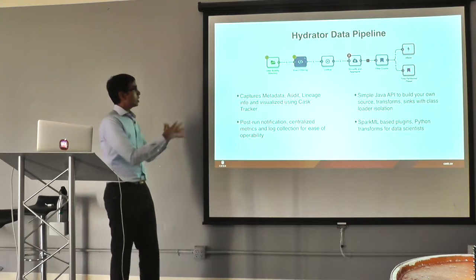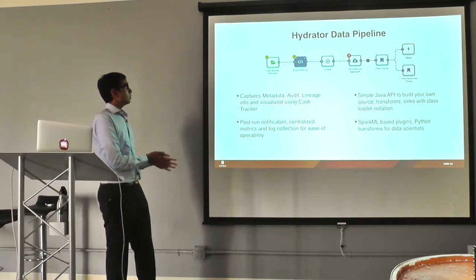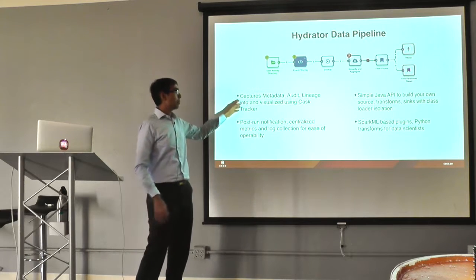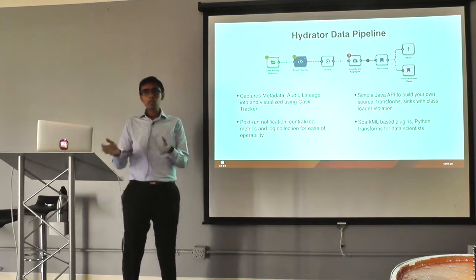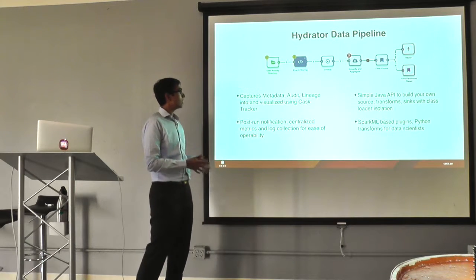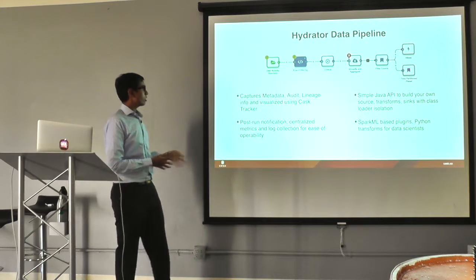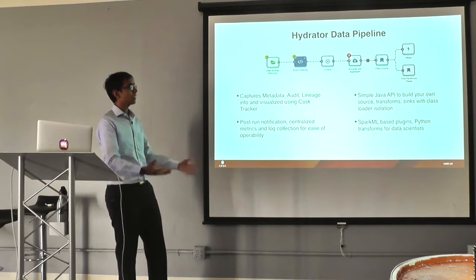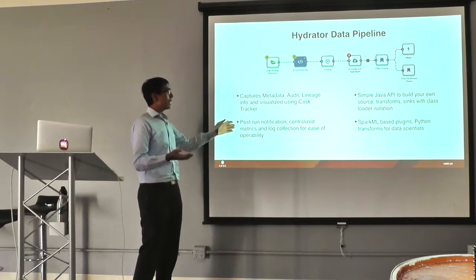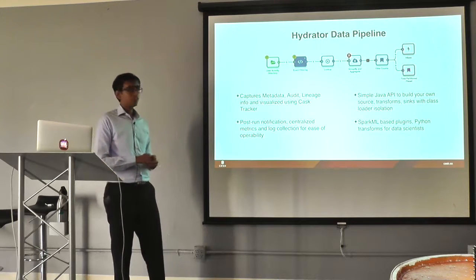And as you can see, this is the logical view of the Hydrator data pipeline. So as we saw, we can also capture metadata. We were able to capture lineage, and we took a look at visualizing that using Cask Tracker. And you can also have post-run notification. For example, let's say you want to get an email after your pipeline completes, you can do that. You can easily add a post-run notification.